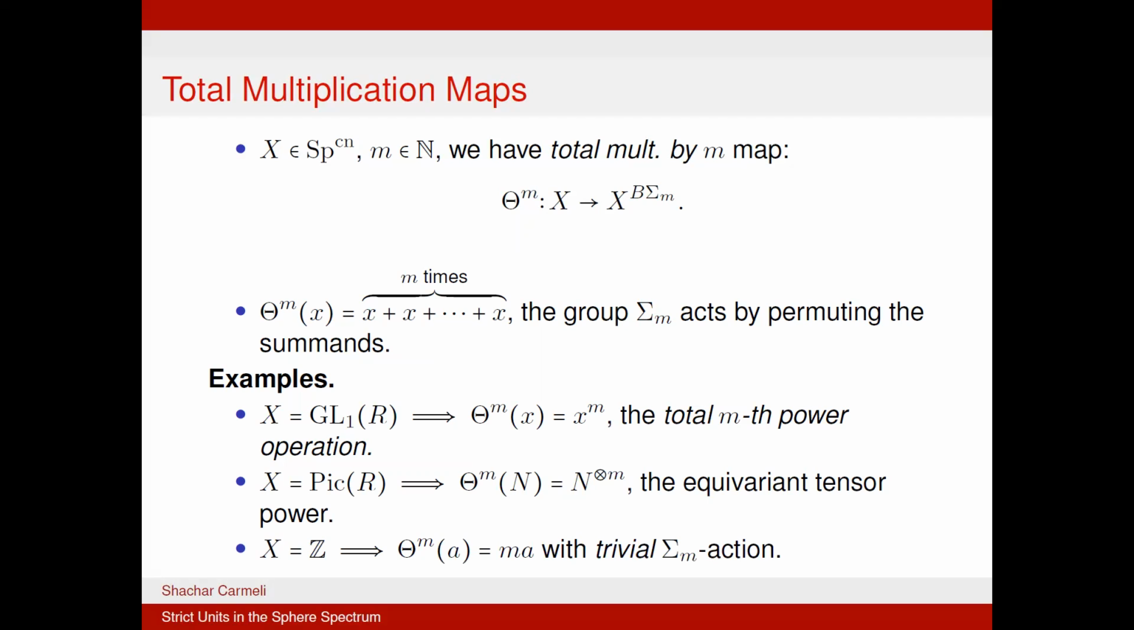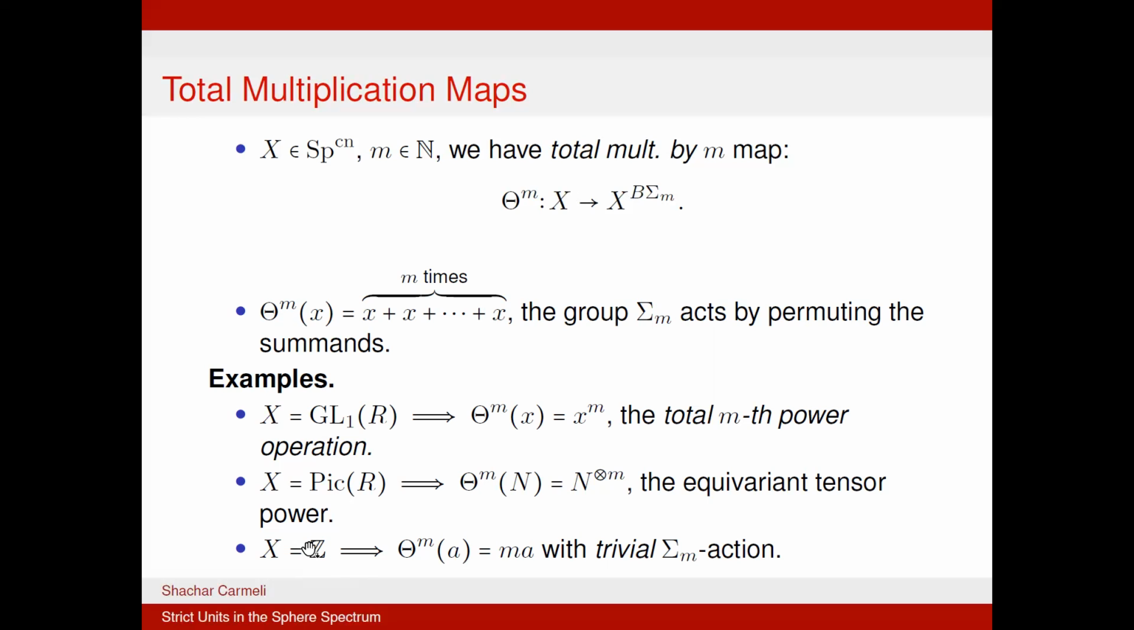And another example, which is somewhat trivial, but plays a very crucial role in what I'm going to say next. If we take X to be Z considered as a discrete connective spectrum, then Θ_m of A is just A^m, and the Σ_m action is trivial. Namely, because all the components of Z are contractible, every map from BΣ_m to Z has to land on some connected component, and then there are no options because this connected component is contractible.